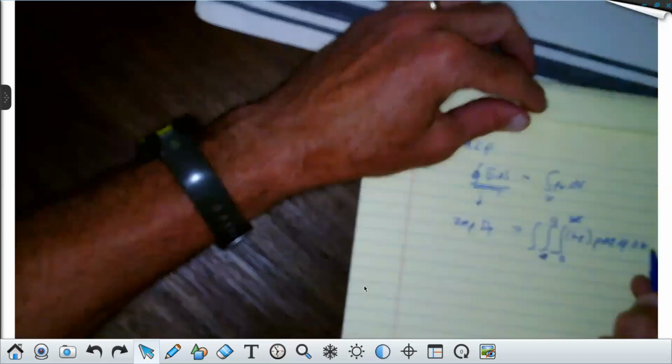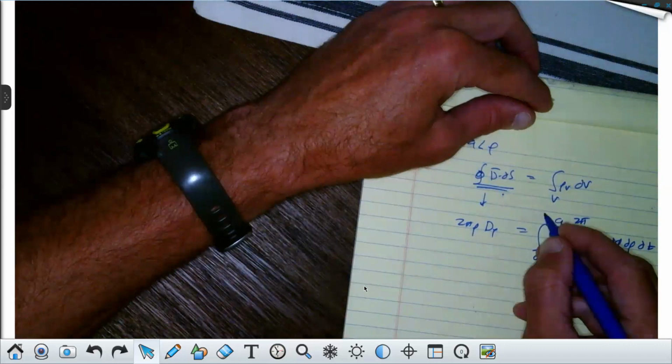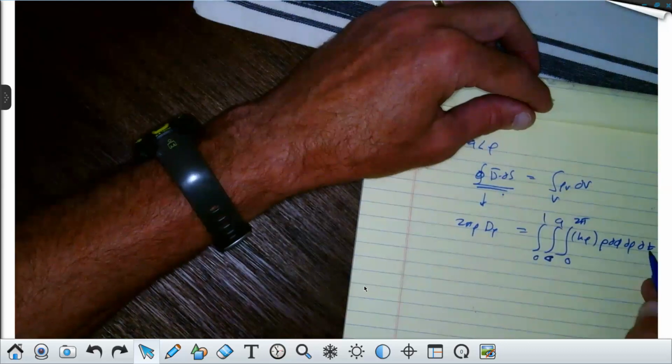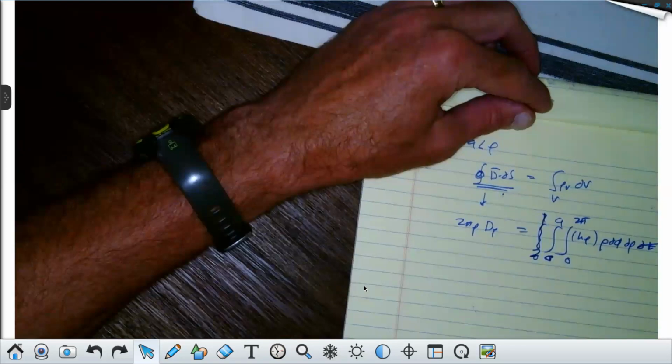What about z? 0 to 1, exactly. And that's nice because if you look at the dz integration, with z from 0 to 1, we don't even need it, do we? It's gone, correct, class?